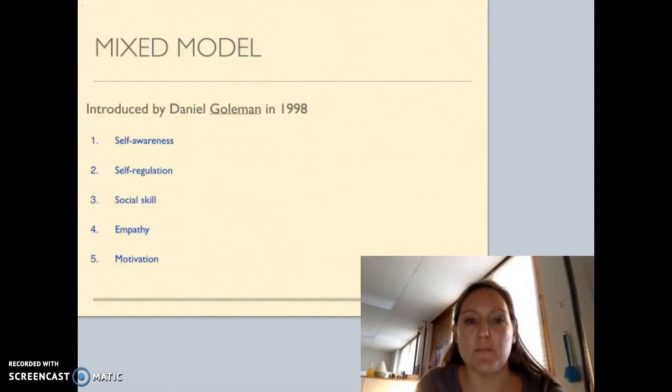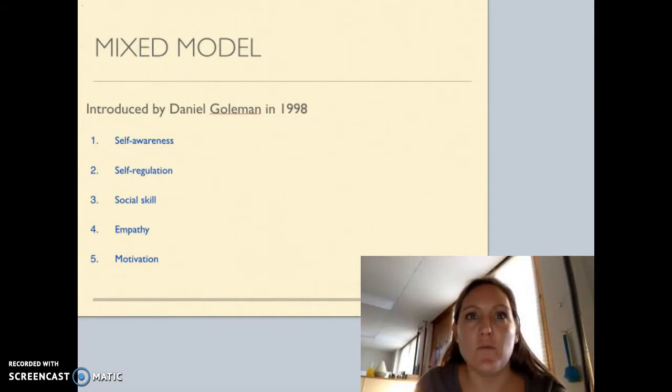The next model is the mixed model. This was introduced by Daniel Goleman in 1998. This focuses on a wide array of competencies and skills that drive leadership performance. He felt that there were 5 major divisions.